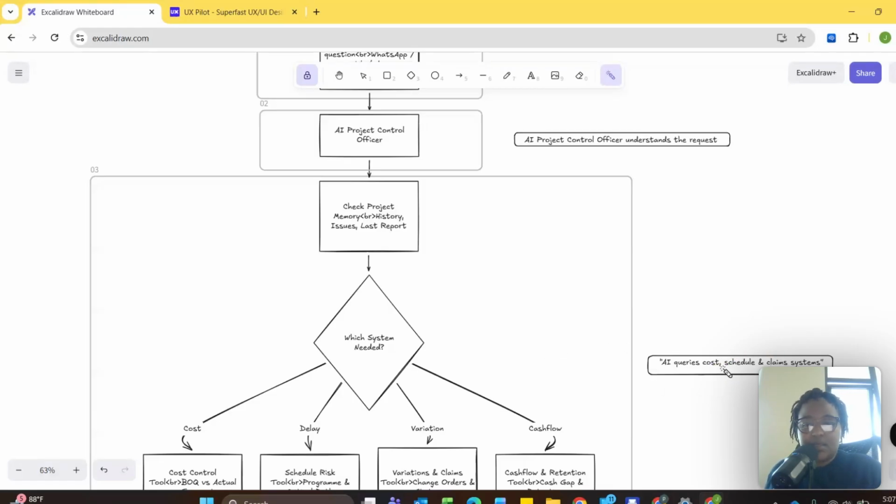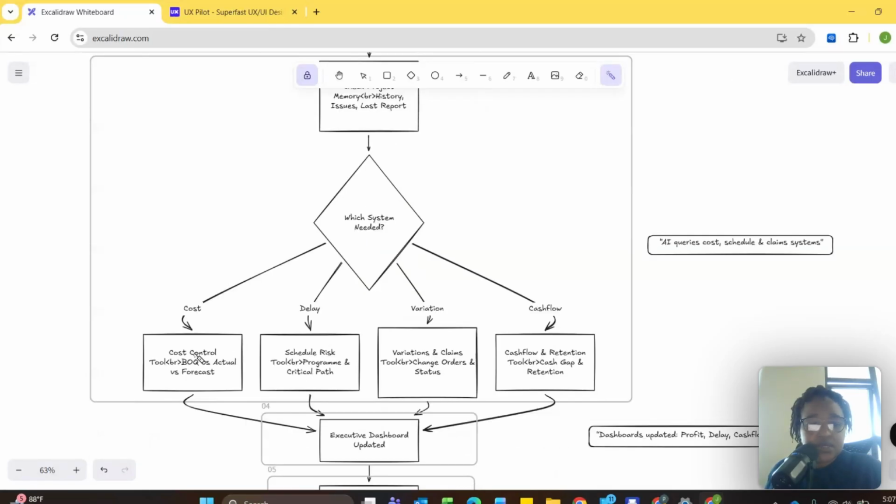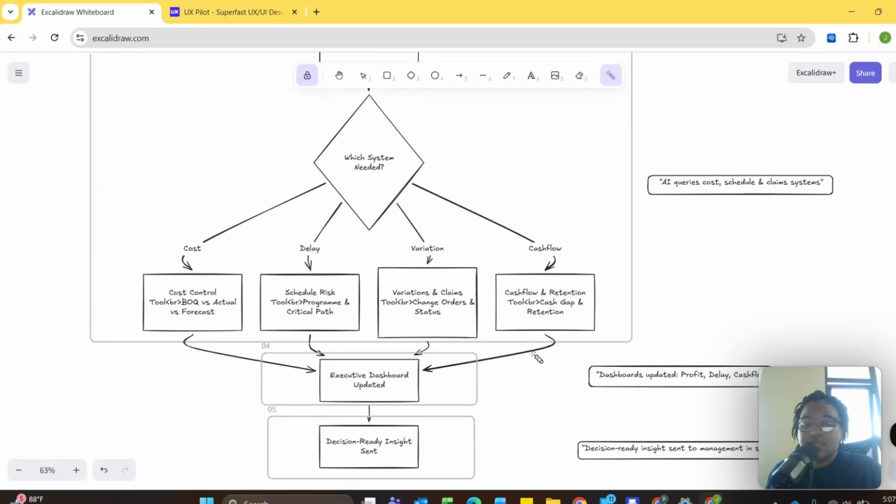Remember, this request can be about cost, schedule, or claims, and the AI will check the memory, like the project history, the issues, the last report, and ask itself which system it needs. If it's cost related, it can further check the BOQ, the actual cost plan, the forecast. If it's delay, it can look at the schedule, the programs, the critical path. If there's a variation, it can further analyze the variation, the claims, the change order status, etc. On cash flow, it can see the current payments, certificates received, what the gap is, and whether a certain retention is being held or change orders.